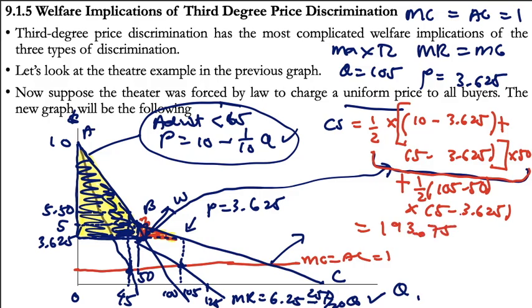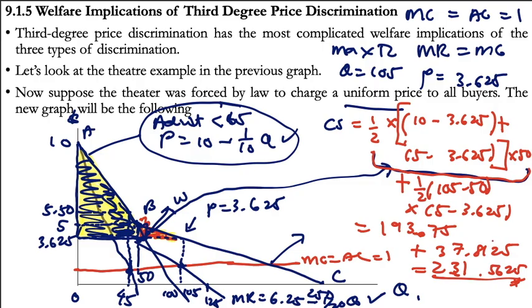0.75. And the second one here, the small triangle which is red, will give you the area of 37.8125. So the total consumer surplus is actually what? It's actually 231.5625. That's the total consumer surplus.